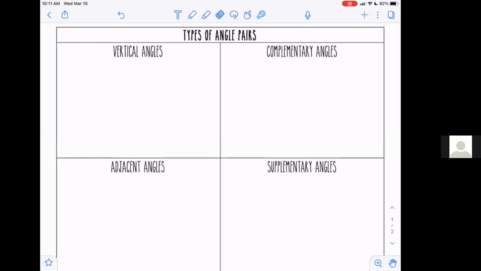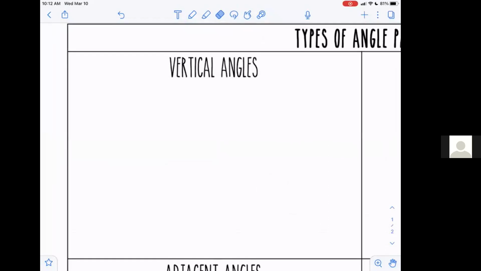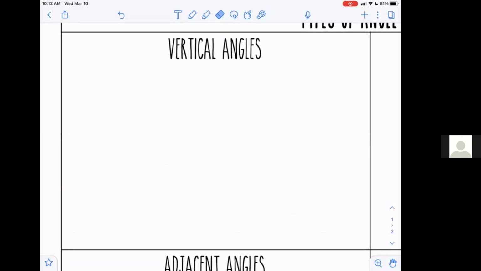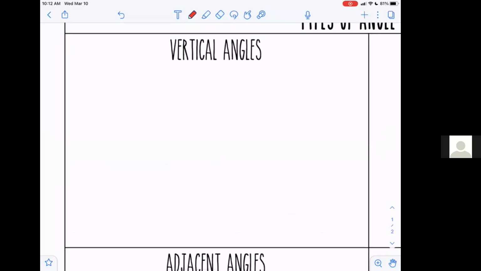Today we're going to be reviewing the 4 types of angles we talked about this week and what those angles mean. So the first one we're going to talk about is our vertical angles. So let's get started. There are 3 things we need to remember about vertical angles. They are usually the X-shaped angles.